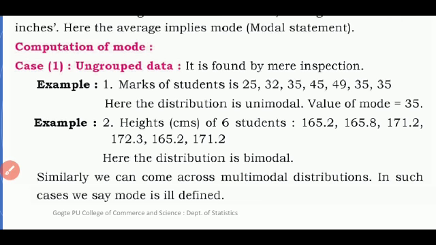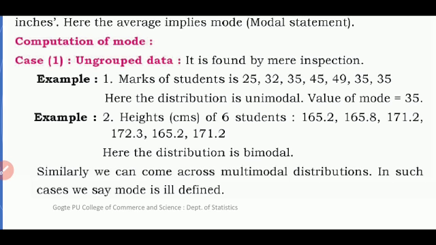Similarly, we can come across multimodal distributions. In such cases, we say that mode is ill-defined. With bimodal data it already becomes difficult to calculate, so if there are more than 2 modes, we say that mode is ill-defined. To be very specific and clear, the distribution has to have only one mode.